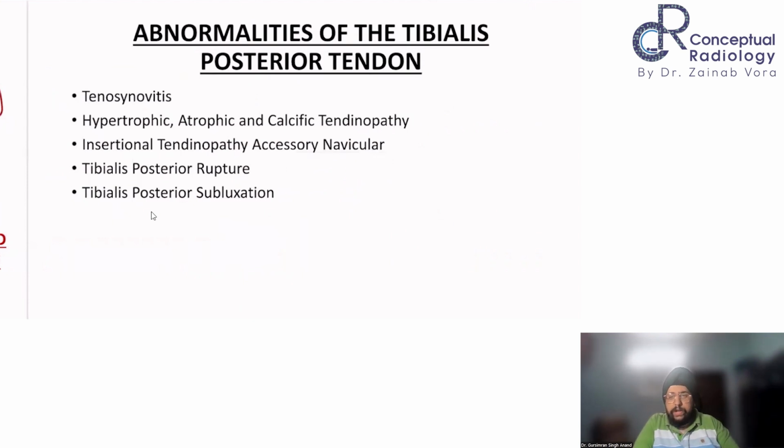Now, abnormalities, we can have tenosynovitis. Different types of tendinopathies can be there. We can have hypertrophic tendinopathy, atrophic tendinopathy. Then insertional tendinopathy, we already discussed at the site of accessory navicular bone. It can rupture, it can subluxate. Subluxation, I've told you two tendons.